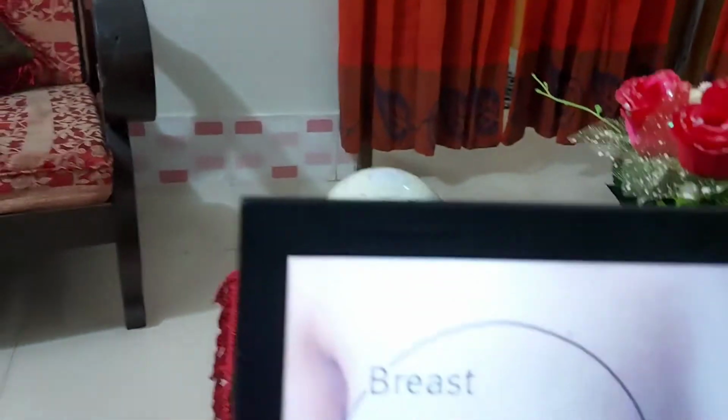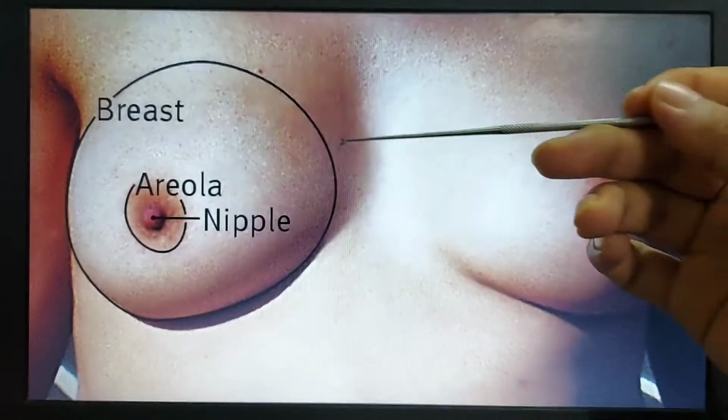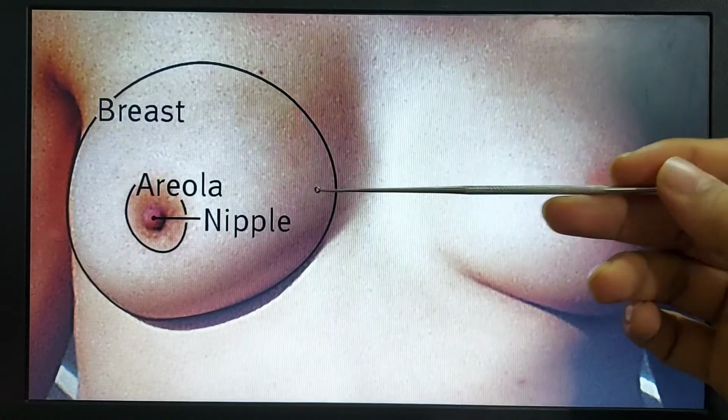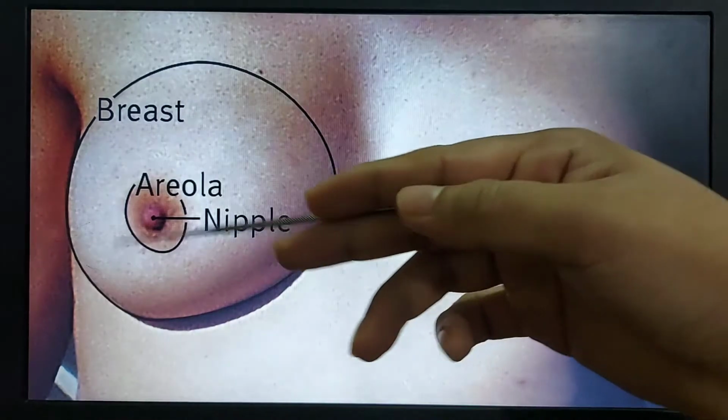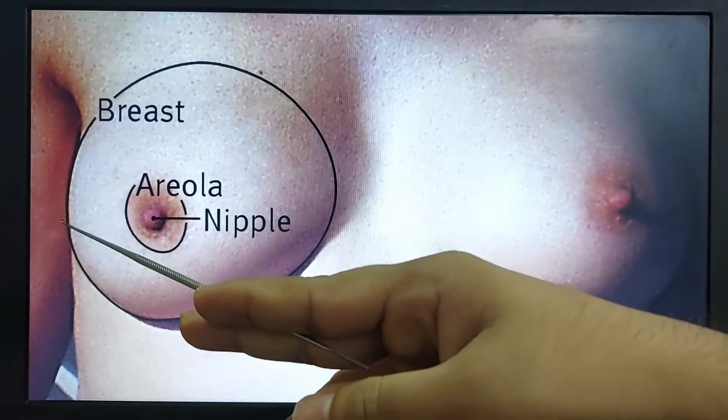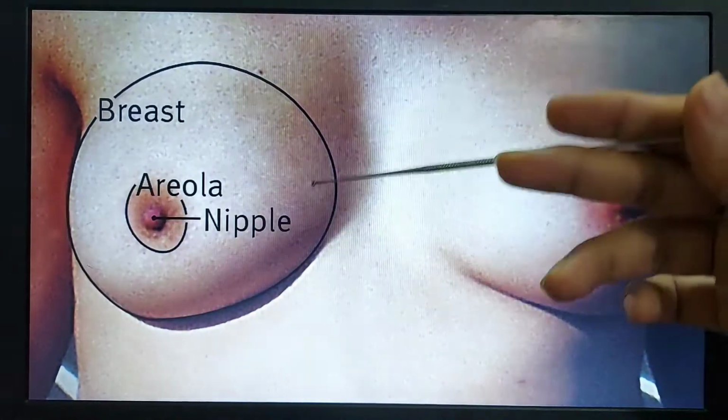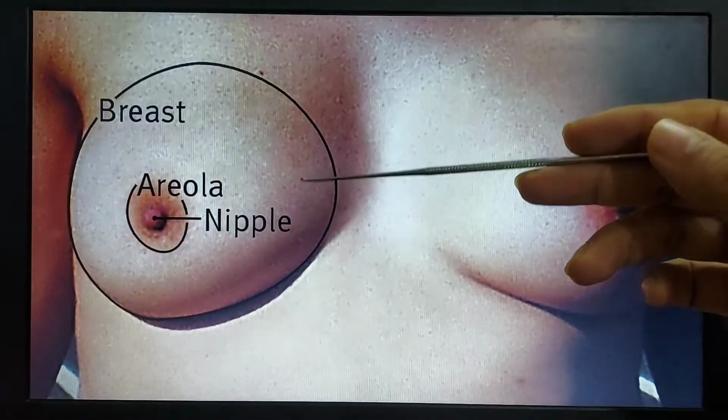Welcome, you all. Today we want to talk about the female breast. The female breast extends superiorly to inferiorly from the second rib to the sixth rib, and horizontally from the mid-axillary line to the lateral border of the sternum.